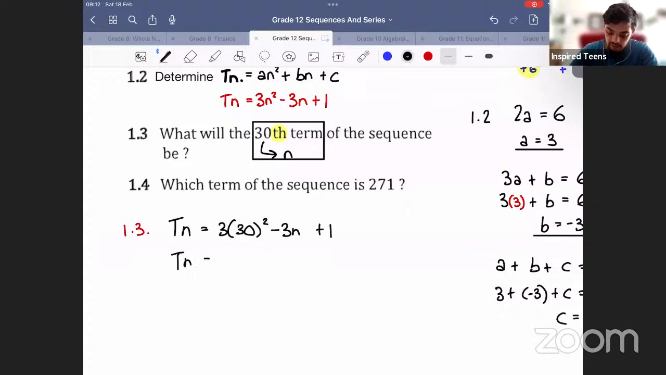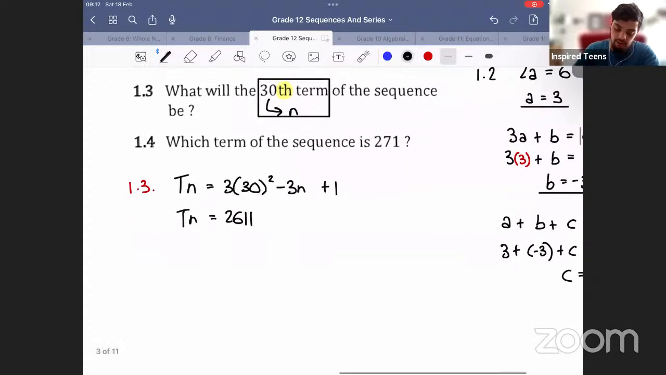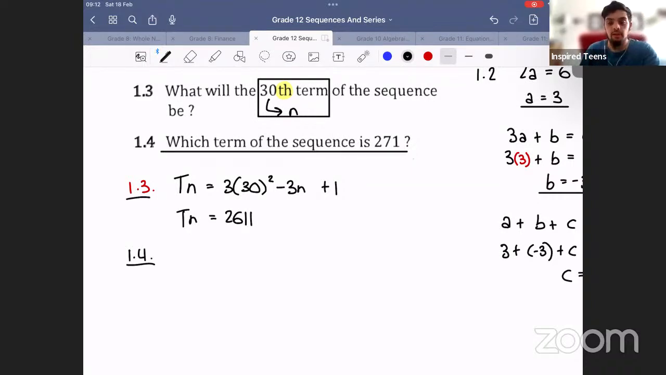Okay, sorry, if the values are incorrect, I don't have the memos next to me, so I'm just going to be using my calculator. But it's not important as long as we got the steps down, right? Okay, so now let's do 1.4. Which term in the sequence is 271?